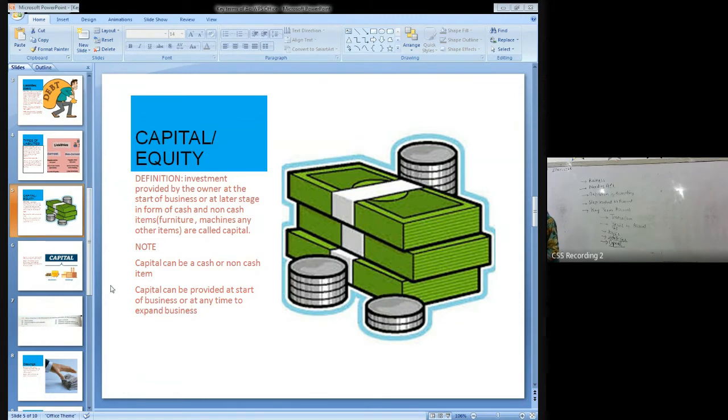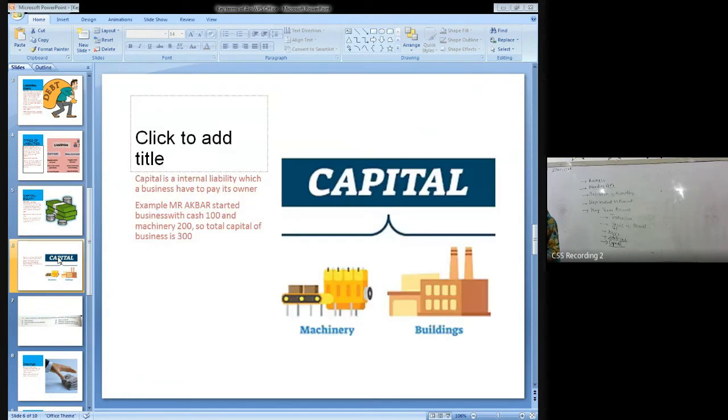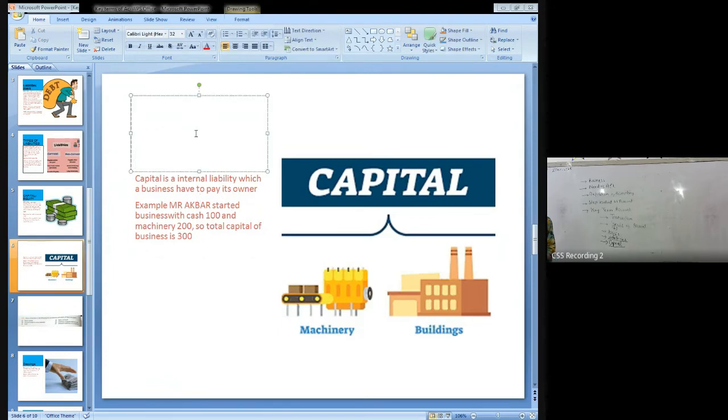Now moving towards slide number 6. Capital is an internal liability which a business has to pay its owners. What is meant by that line? Capital is an internal liability. What is meant by that?